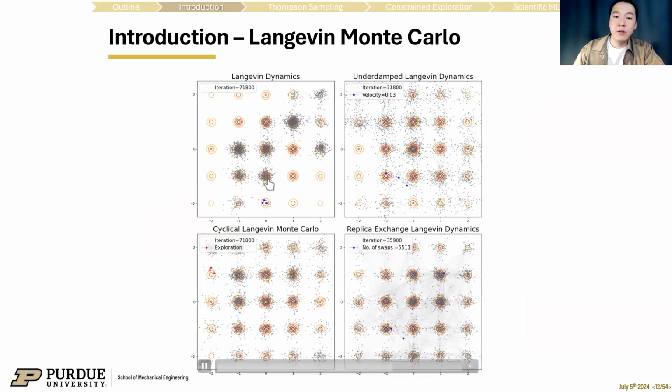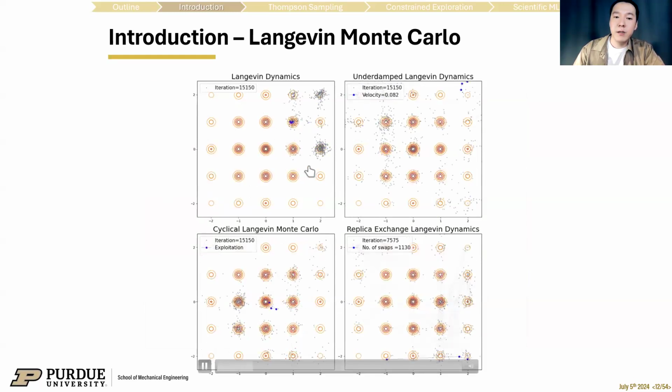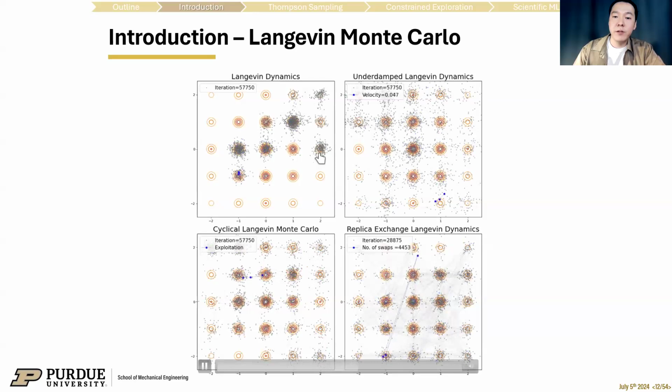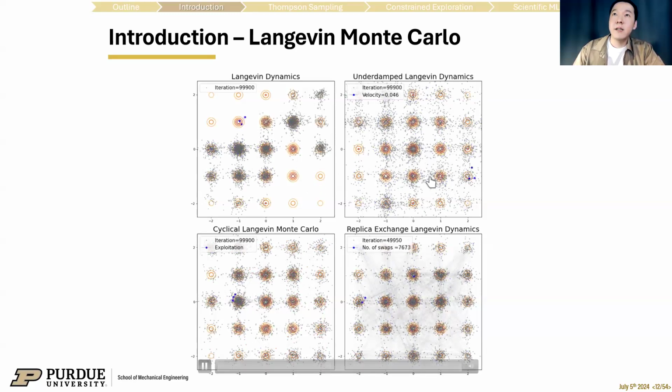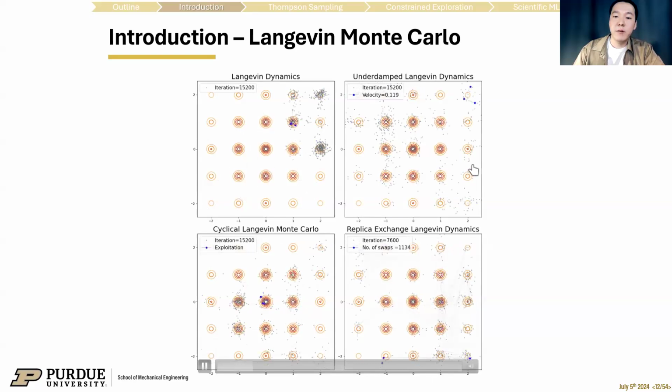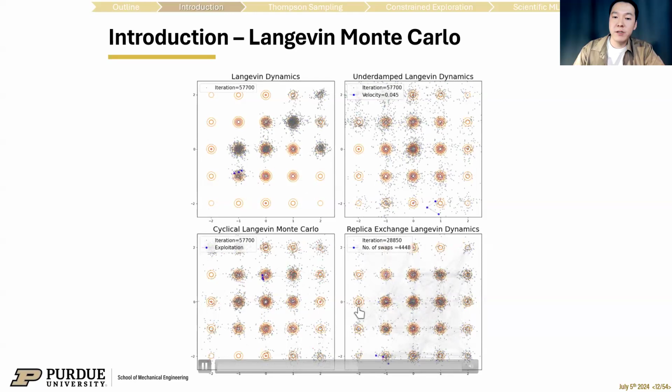So here's a task to characterize a target distribution with 25 local modes. You can see the orange circles here are local modes. There are 5 by 5 equals 25 modes. You have to characterize them and try not to focus too much on one mode so that you will not miss other important modes. You will see the naive Langevin dynamics get trapped in the local modes, and underdamped Langevin improves the results a bit. But when you see cyclical Langevin Monte Carlo and replica exchange, they can escape local modes much more easily and better characterize all the modes because of their design.